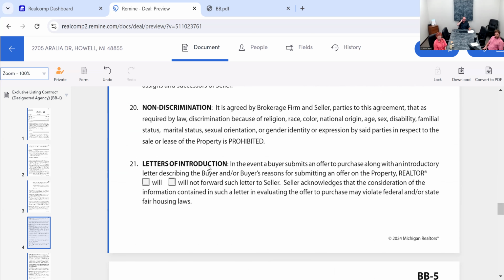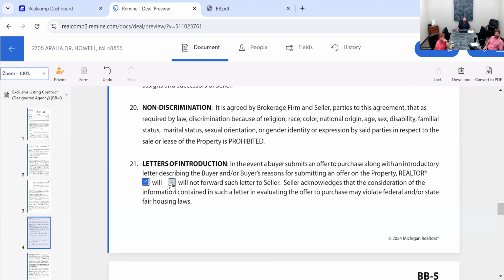In the event a buyer submits an offer along with a love letter, the listing agent will or will not forward the love letter to the seller. You can decide up front, hey, if we get an offer with a letter from the buyers, do you want to read it? Yes or no? If they say yes, you can say, okay, I will pass it along, but be aware that if you use the information in the letter as a basis for discrimination, you are opening yourself up to liability.